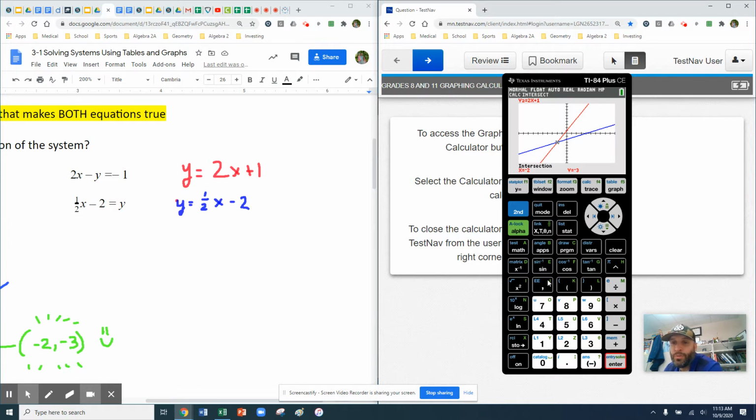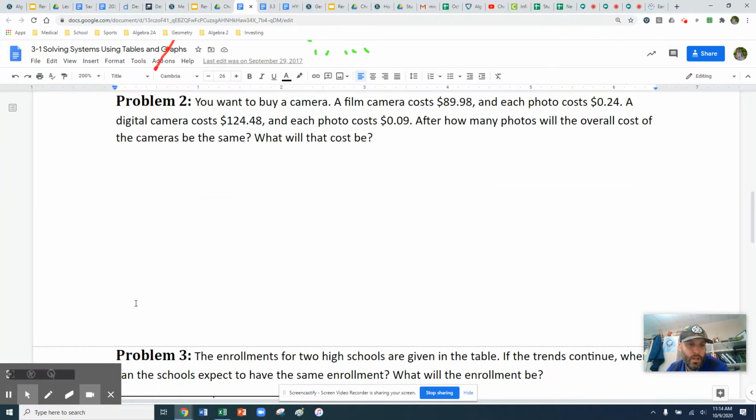So this method will be really handy when we have graphs that are difficult or equations that are difficult to graph, and then also we can't tell exactly where they're crossing using those graphs with our naked eye. Problem 2, we'll be using our calculator again, so we will practice that intersect problem again.